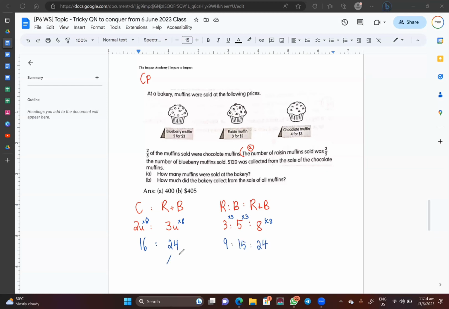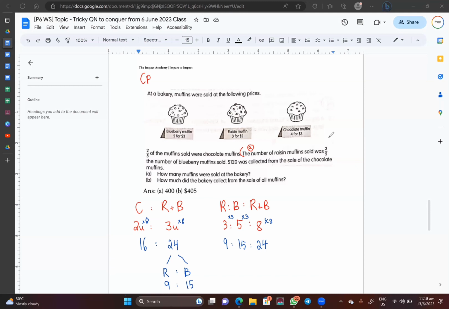What I like to do is I like to split it up, and I like to put R is to B in that way. And I can put 9 is to 15. You understand what I'm saying? Now once I'm done with this, I continue to read sentence number 3.